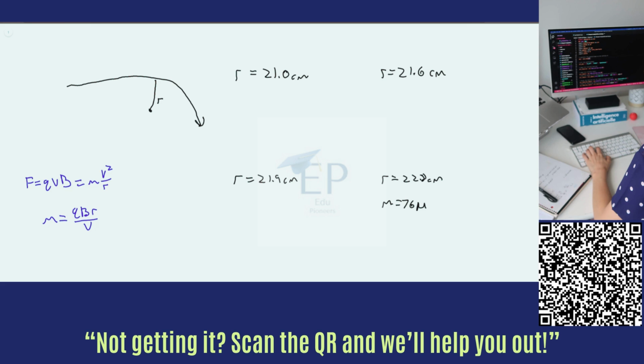But we can actually get this in terms of a mass ratio, which is going to simplify things. So if you write m over r is equal to q times B over V, which is the velocity, this is actually a constant.